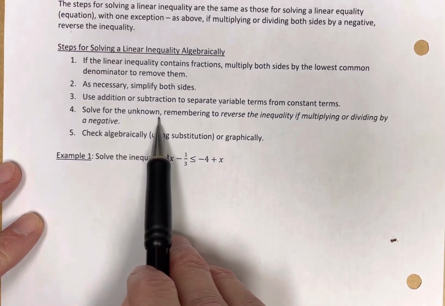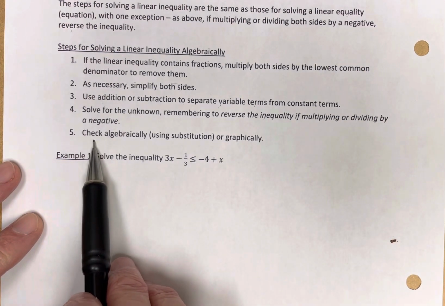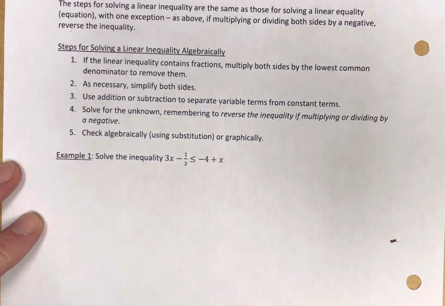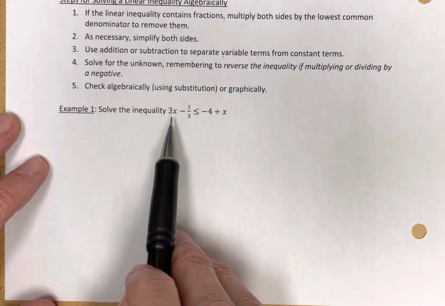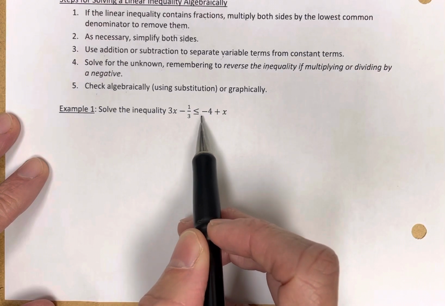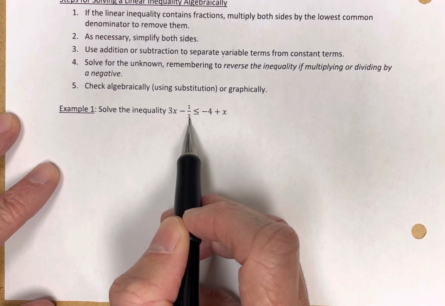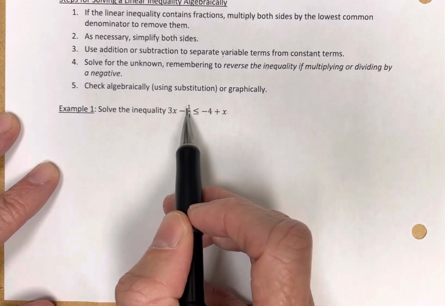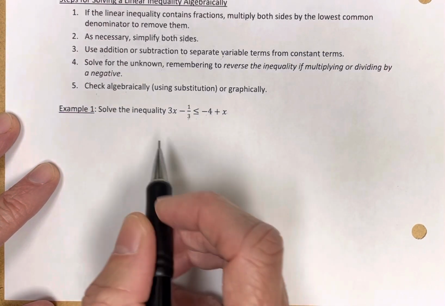Step 4, solve for the unknown. Again, remembering to reverse the inequality as necessary. And then check algebraically using substitution, or graphically. We're going to look at graphic checks here. Okay, so solve the inequality 3x minus 1/3 is less than or equal to negative 4 plus x. Have a fraction in this term right here. Every term is a fraction, put it over 1. So the lowest common denominator is a 3.